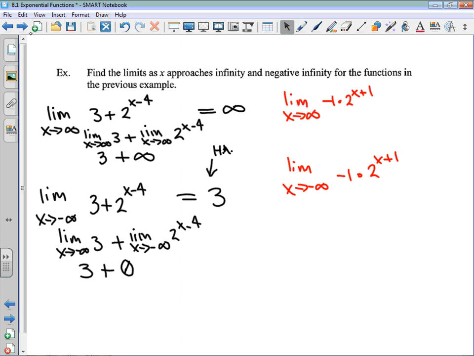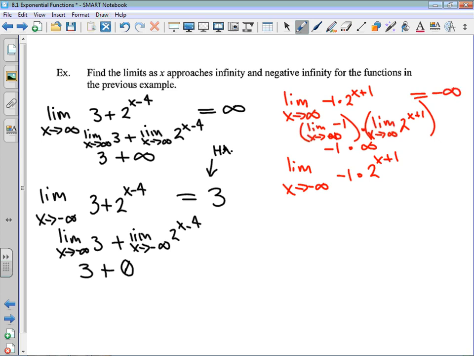It's multiplied onto this. I'm going to write underneath that this becomes the limit as x approaches infinity of negative 1 times the limit as x approaches infinity of 2 to the power of x plus 1. This is negative 1. This is infinity. So the value is negative infinity. Take another look at that graph and see if that's true.